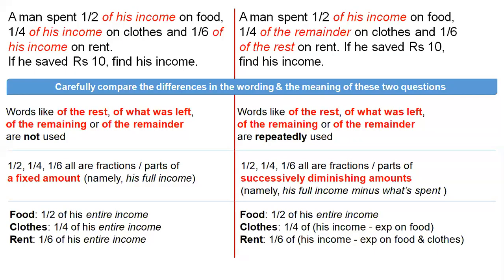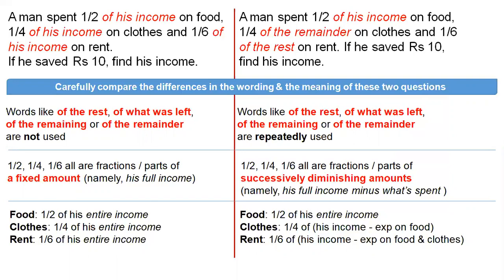Now look at this problem on the left side and the right side. On the left we have a man spent 1/2 of his income on food, 1/4 of his income on clothes, and 1/6 of his income on rent. He saved ₹10, find his income. Always you see of his income, 1/2 of his income, 1/4 of his income, and 1/6 of his income.